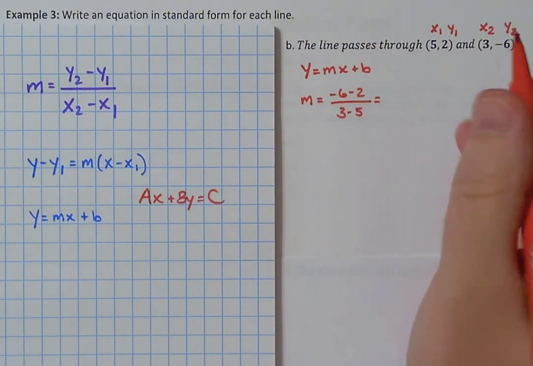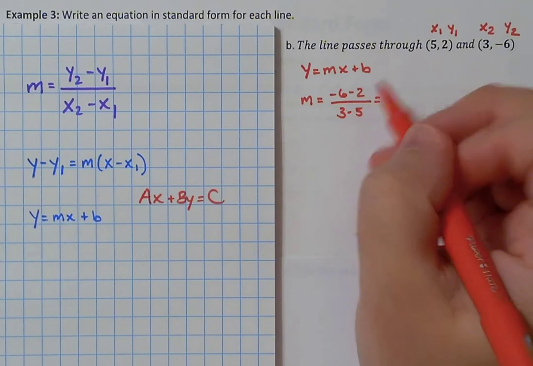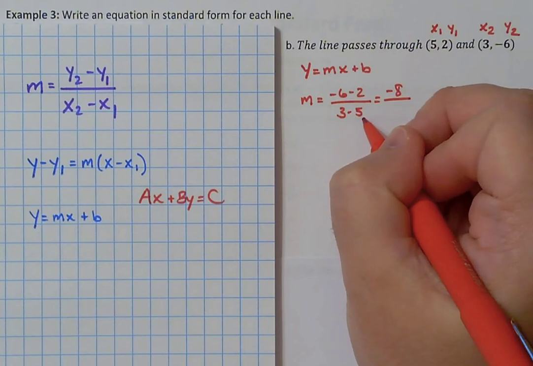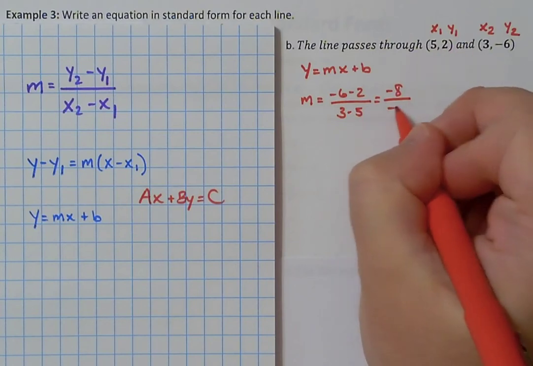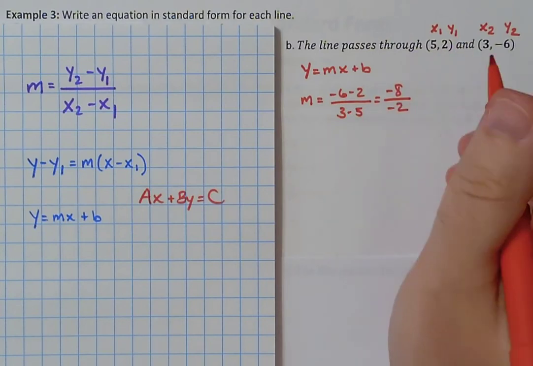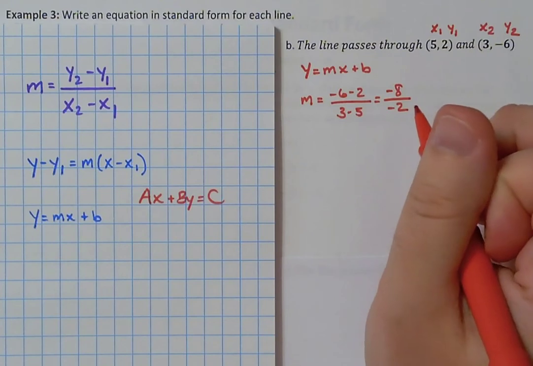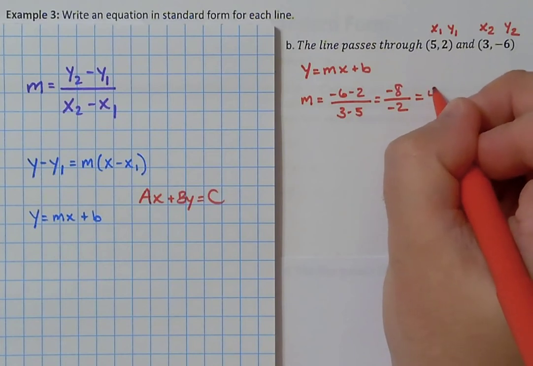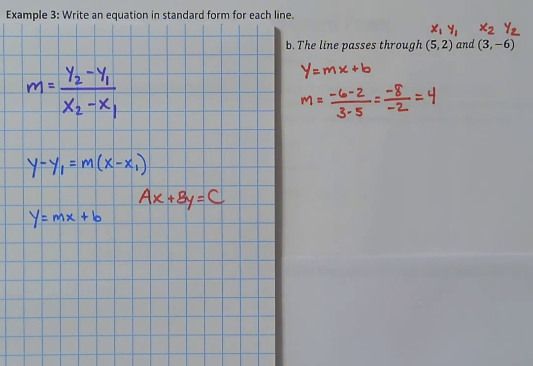All right, if I simplify the top, negative 6 minus 2 is going to give me negative 8, and then 3 minus 5 is going to give me negative 2. So negative 8 over negative 2, negative over negative is positive. 8 divided by 2 is 4. So my slope is 4 in this case.